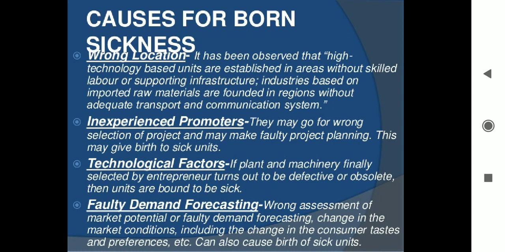First is wrong location. It has been observed that high technology based units are established in areas without skilled labor or supporting infrastructure. Industries based on importing raw material are found in regions without adequate transportation and communication system. Inexperienced promoters may go for wrong selection of project and may make faulty project planning. This may also give birth to sick units. Technological factors: if plant and machinery finally selected by entrepreneurs turn out to be defective or obsolete, then the units are bound to be sick.